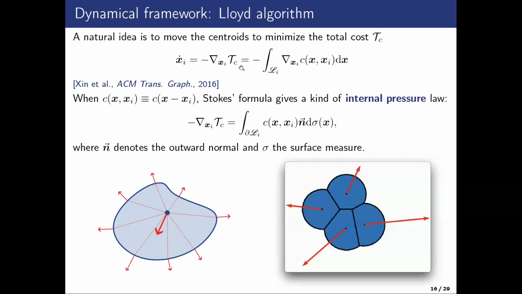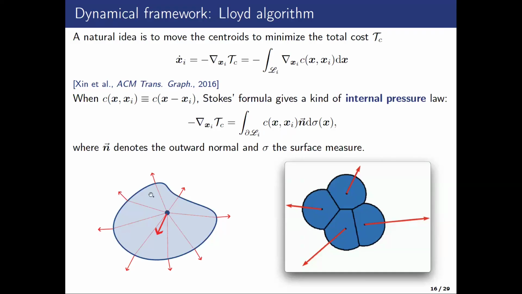The gradient of that cost is the integral over the Laguerre cell of the gradient of the cost of the particle. If you apply Stokes' formula to that equation, then the integral over the Laguerre cell becomes an integral over the boundary of the Laguerre cell. And here you can see that expression as a kind of internal pressure law.